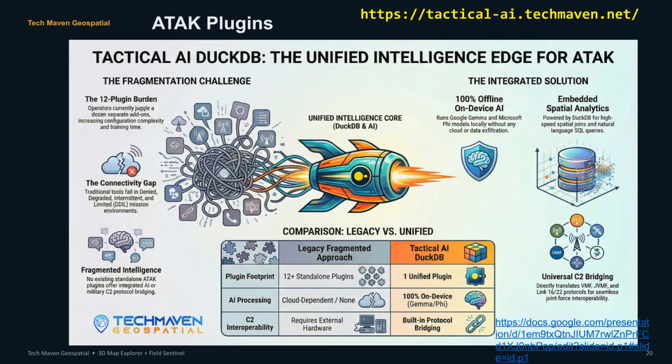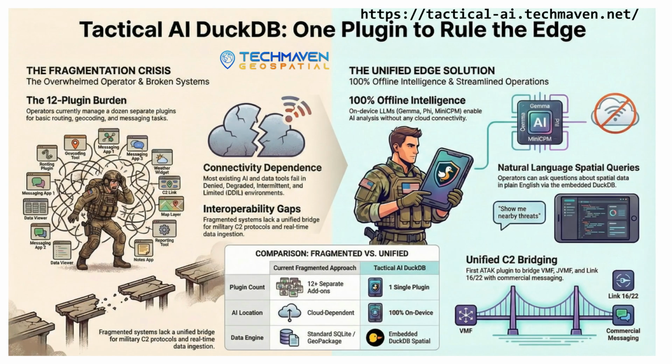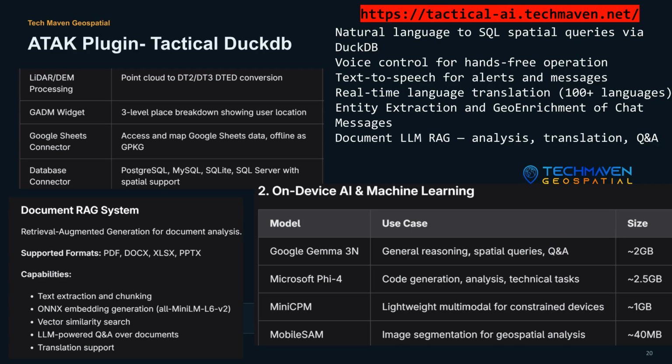awareness. The Tactical AI Duckdb plugin provides a unified intelligence edge for ATAK, solving fragmentation challenges by consolidating various tools into one efficient, offline-capable core. By replacing multiple fragmented add-ons with a single plugin, operators gain 100% offline intelligence, spatial analytics, and C2 bridging in one streamlined interface. Core features include natural language spatial queries, voice control, real-time language translation, entity extraction for chat messages, and document analysis through RAG.